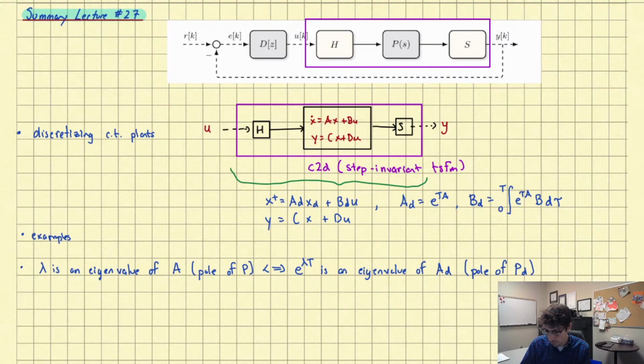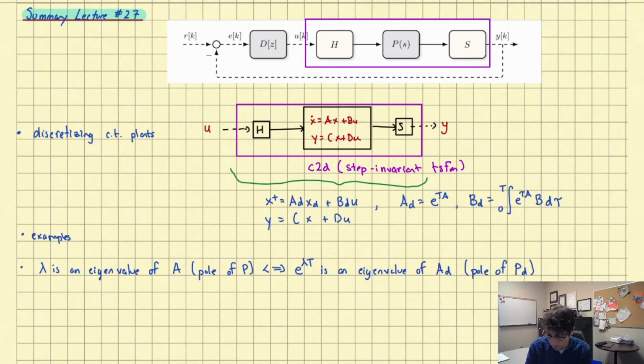Then we're going to basically take this box here, this purple box, and we're going to design controllers for the system in that purple box. And so in this chapter we wanted to learn how to compute that purple box. That is the step invariant transformation of a continuous time plant. We started with a state space approach to this, in other words, where the continuous time plant has a state space model. And we went through the details of how you would go about computing that.